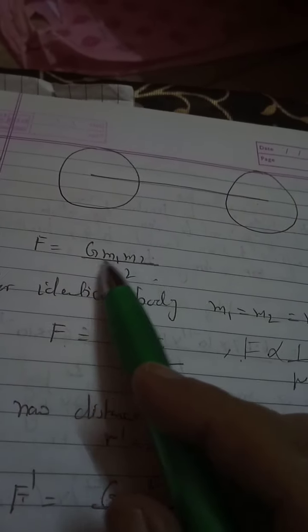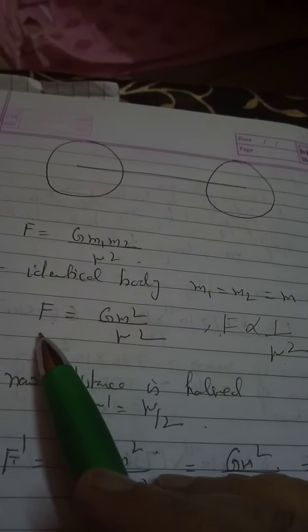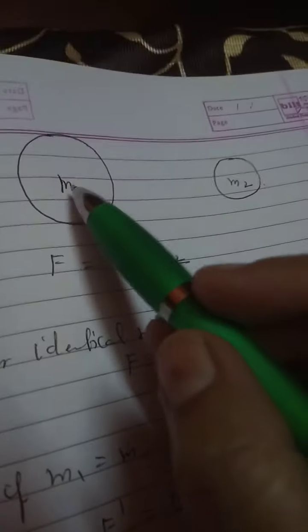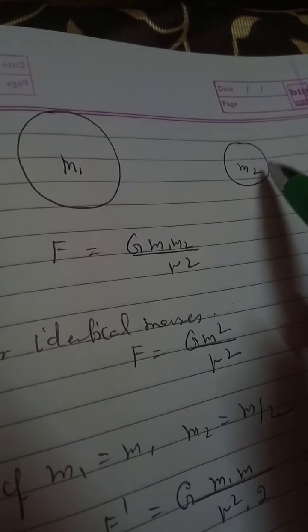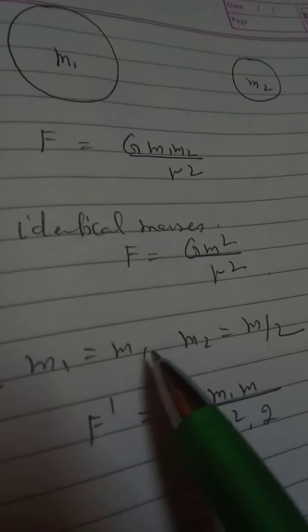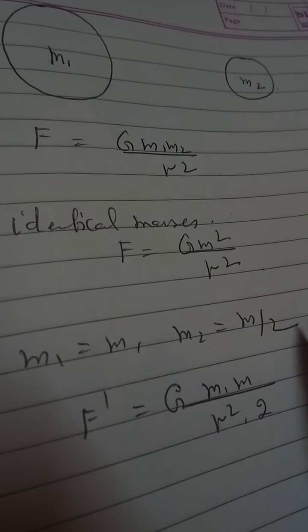Now I am taking one more case. Here we were taking the same masses and distance r. In this situation F is equal to G m1 m2 upon r square. The formula was changing: F is equal to G m square upon r square for identical masses. Suppose now I take bodies m1 and m2, but m2 is just half of the other body and we are not changing the distance. So m1 is m, now m2 is m by 2.